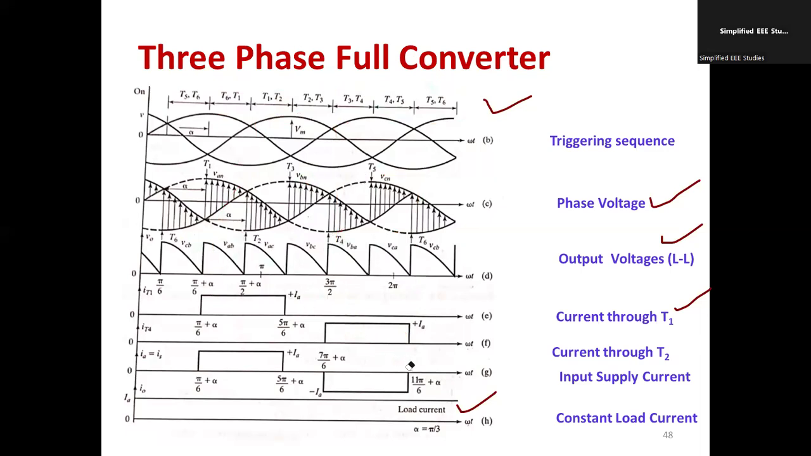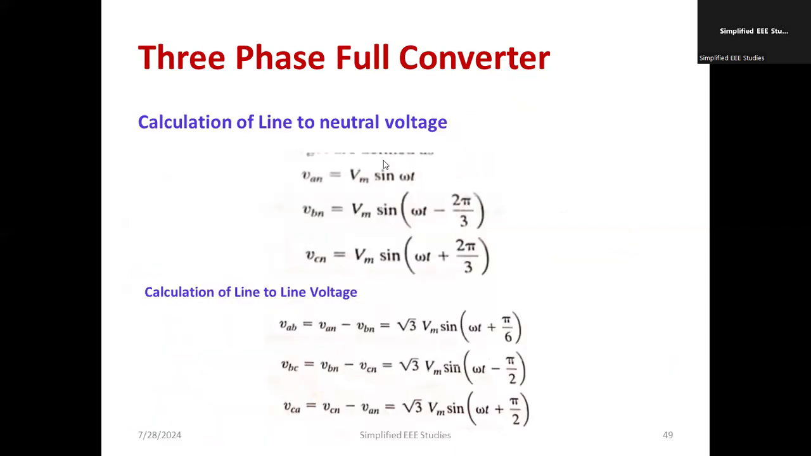Okay, so I'll be demonstrating the same three-phase full converter with the help of MATLAB. That I will do later, because this is an important topic from your exam point of view. That is why I'm explaining the theoretical part. Now you need to calculate the neutral voltage. How to calculate the line voltage?